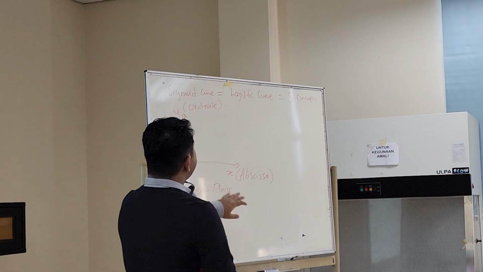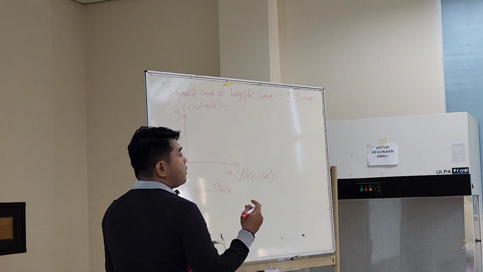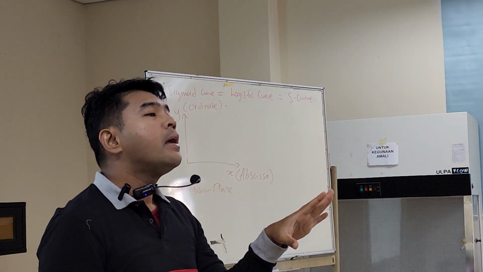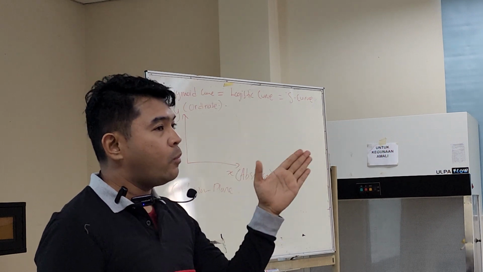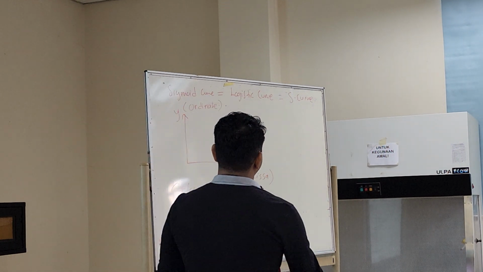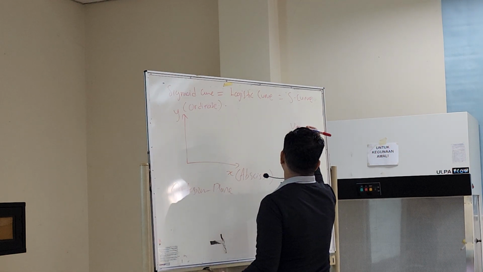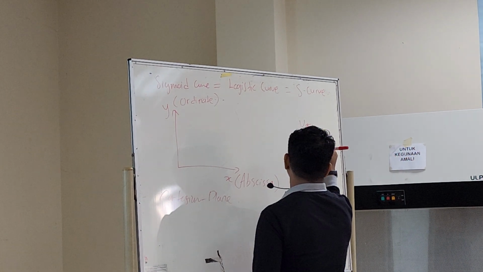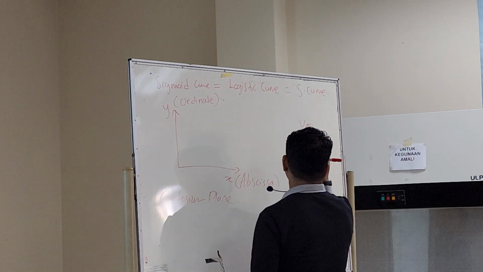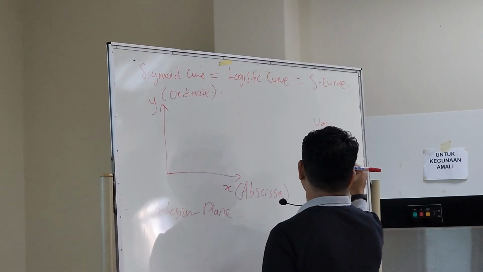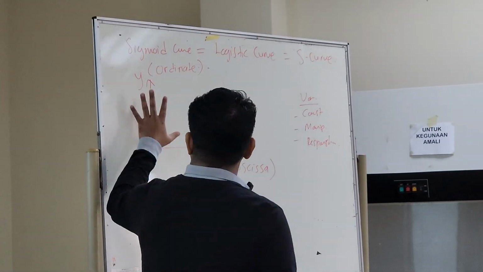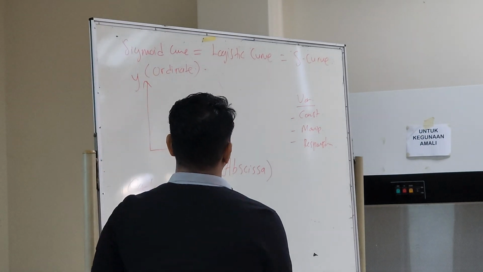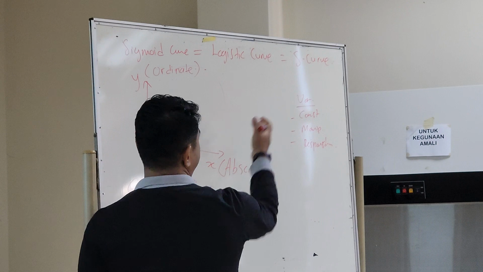Right. Okay. So X is actually, if you remember from your science lesson in school, you learned about variables, right? How many variables are there? 3. What are those? Constant variable. Constant, manipulative, what else? Responding. Okay. Between the abscissa and the ordinate axis, which one is for which variable?